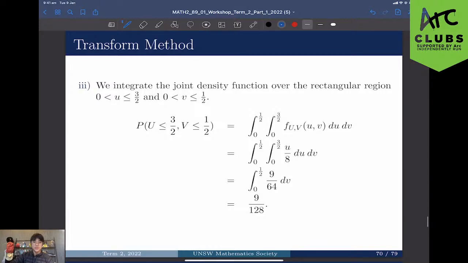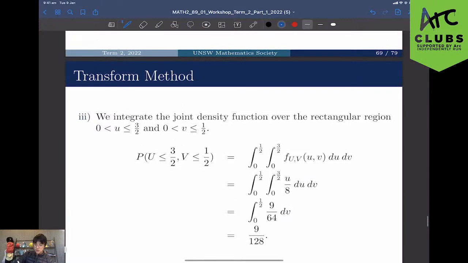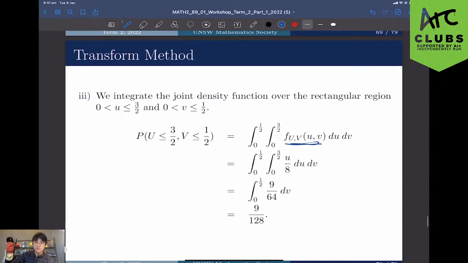Yeah, and then this part is just integrating over the rectangular region. So we have our joint density function we calculated, and it's just doing the same double integral that we've done before. Nothing new here.